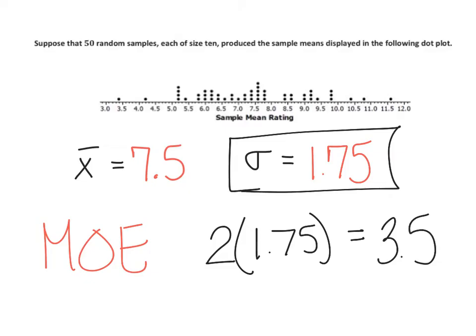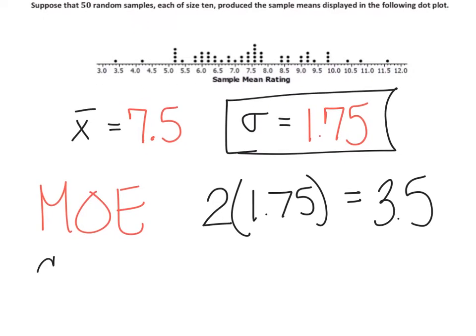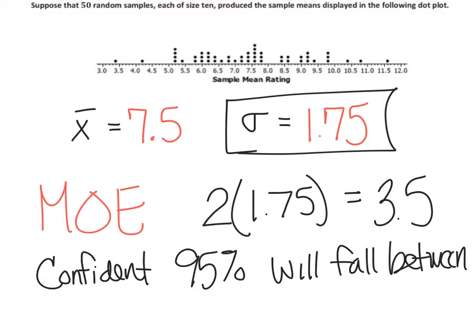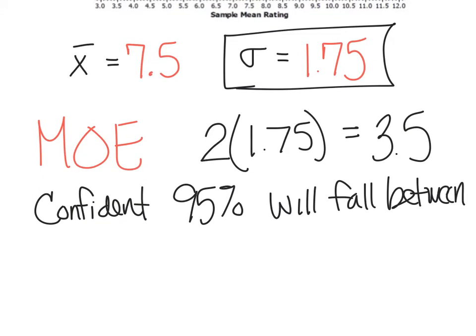So what does that mean again? Why is this margin of error so important? Well, remember, 95% of the data is where my margin of error is going to fall. So I can say I am confident, hence the words confidence interval, that 95% of these means will fall between plus and minus 2 standard deviations from the mean.